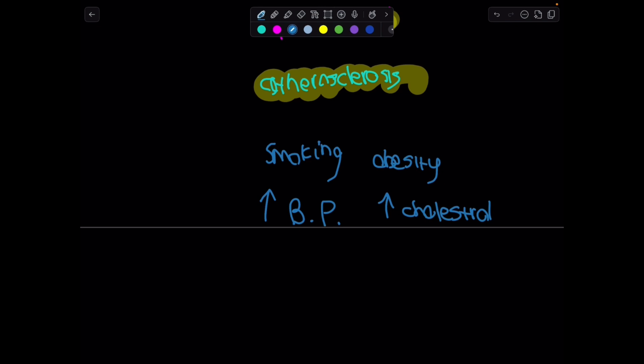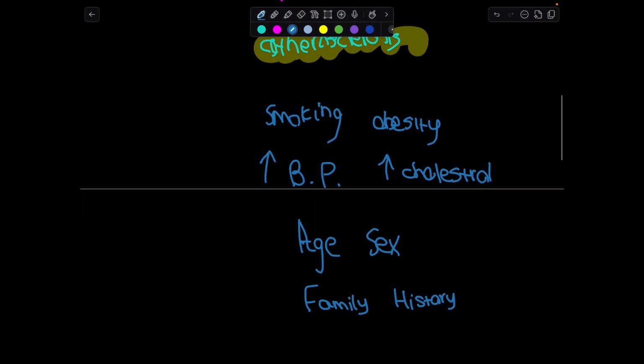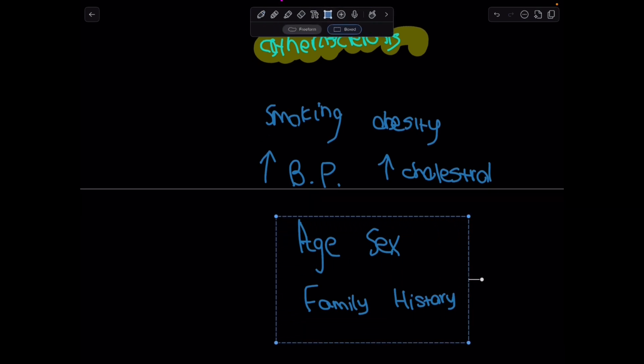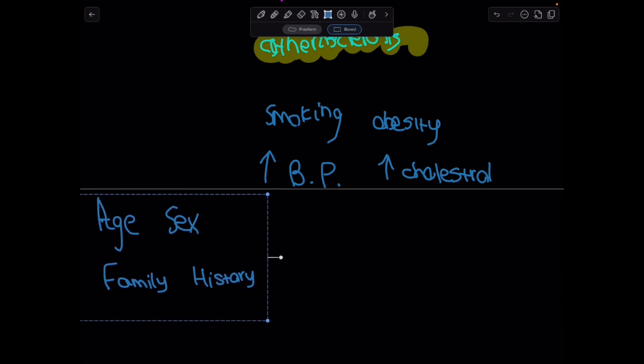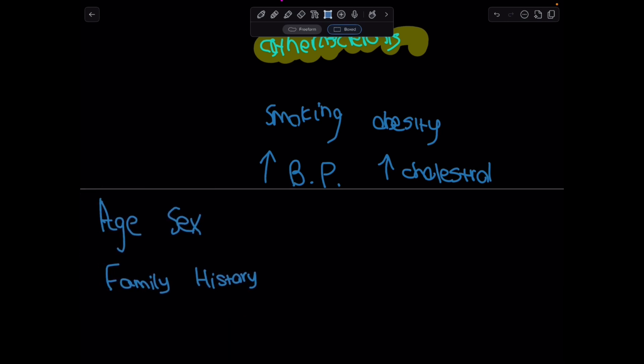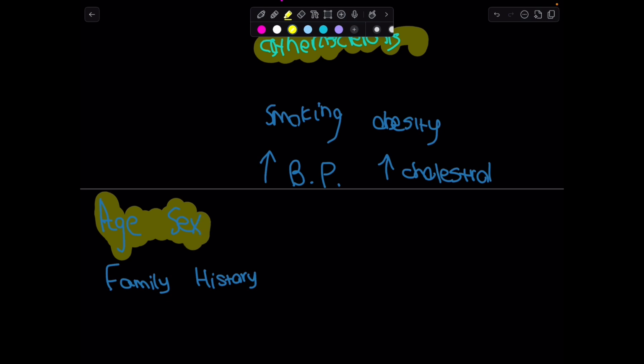I want to ask about non-controllable risk factors. We have age, sex, family history. This is a tricky one because when something is not under someone's control, how do we, as a doctor, say it to the patient? Do we mention it? Because it's a bit disheartening, isn't it?